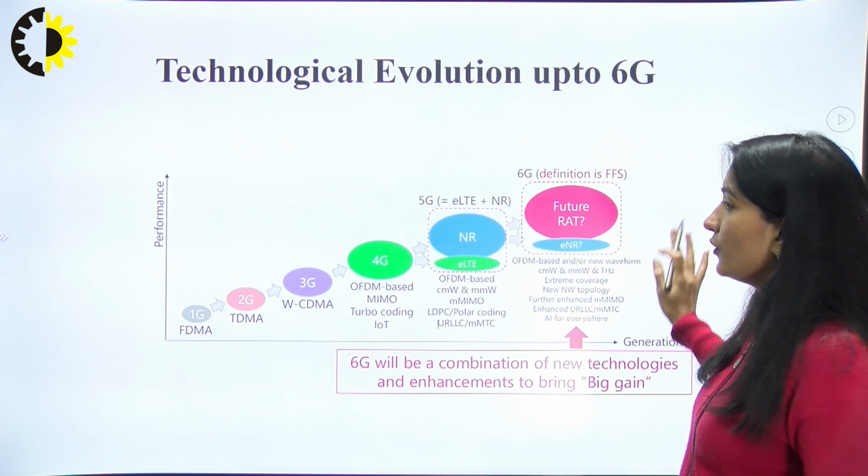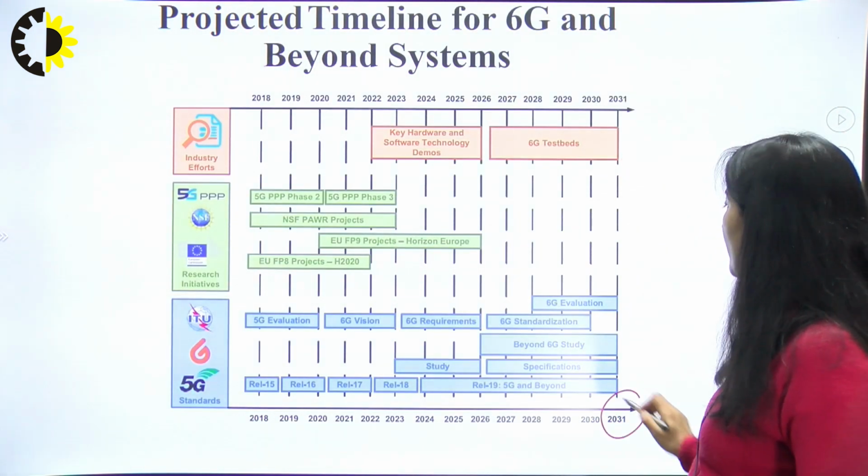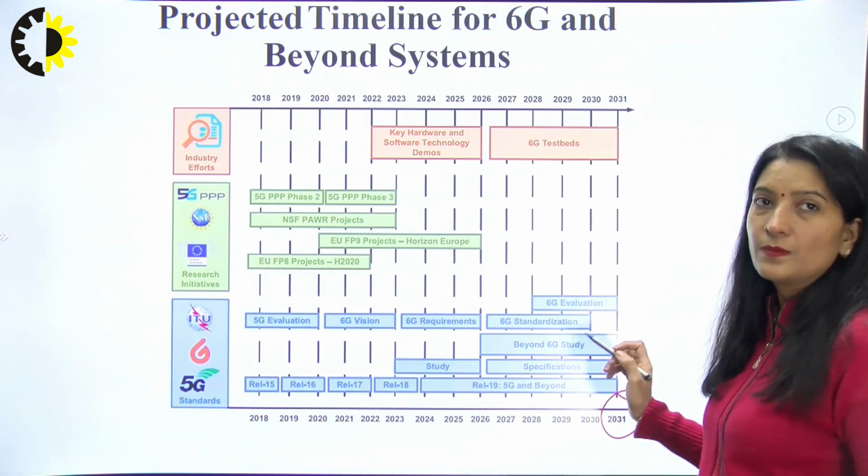These are the technological evolutions, and this is the timeline. By 2030 we can have the 6th generation test beds available.